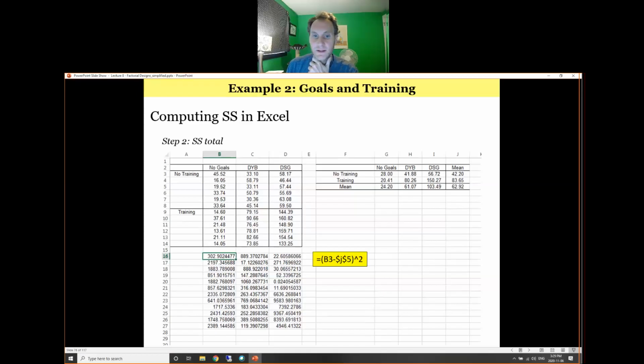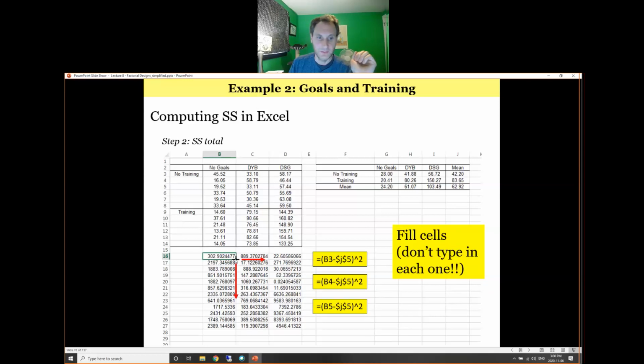Next, I need to compute my sums of squares total, right? I need to subtract each of these data points from the grand mean, square it, and add it up. This can get really tedious if you have to do it by hand. So instead, you can just type the equation one time into Excel and then fill it. If you hover over this little crosshairs here and drag down, it'll drag this equation down. And you can do the same thing and drag it over. In about 2 seconds, you compute all of these squared deviations.